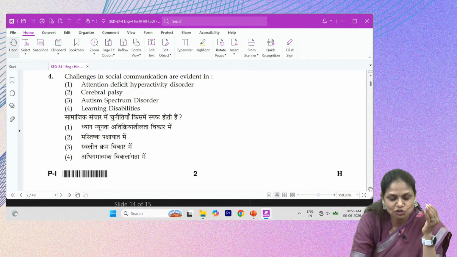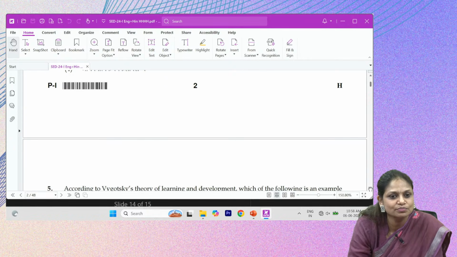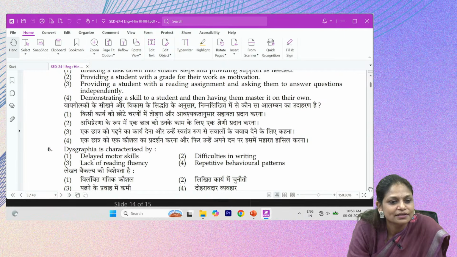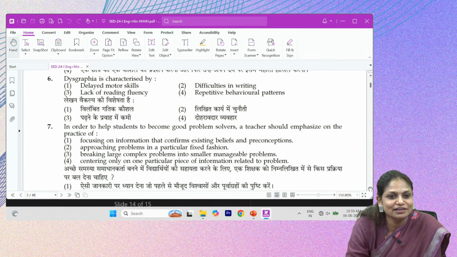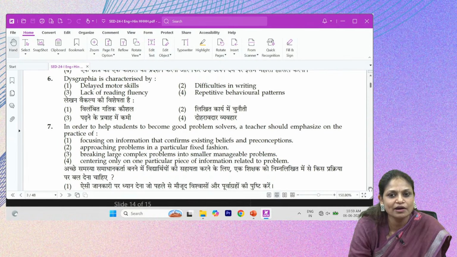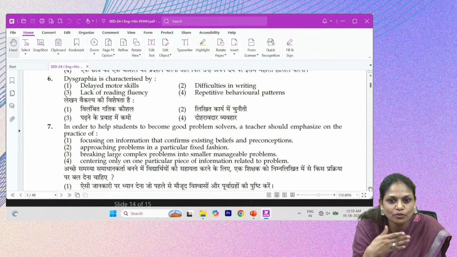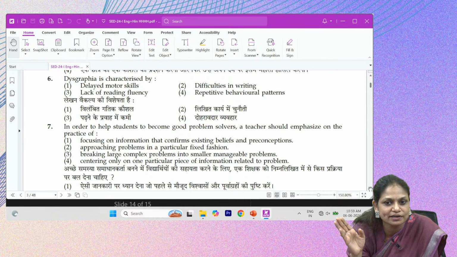Next question, sir. Question number 6. We'll just quickly go with this because we're left with very less time. Yes. Dysgraphia is characterized by, अब बताओ कौन? ग्राफिया किससे रिलेटेड होती है प्रॉब्लम? राइटिंग से. तो जैसे मैंने ये पढ़ा, बाकी सारी ऑप्शन मुझे देखने की जरूरत नहीं है. 2 इज द राइट आंसर.